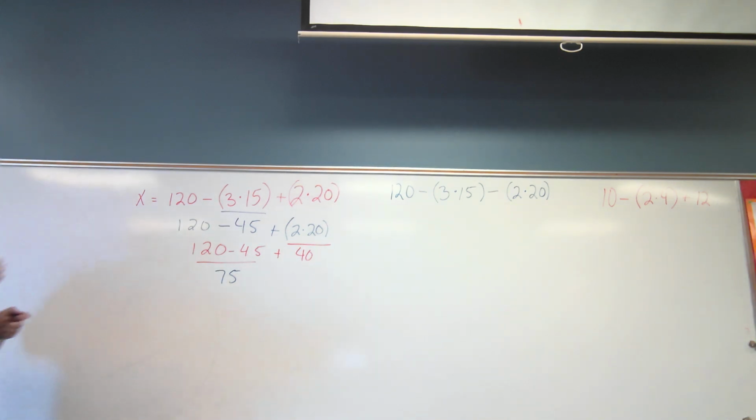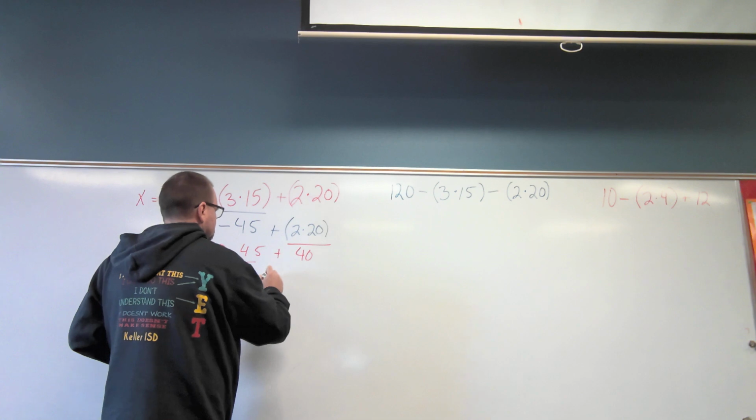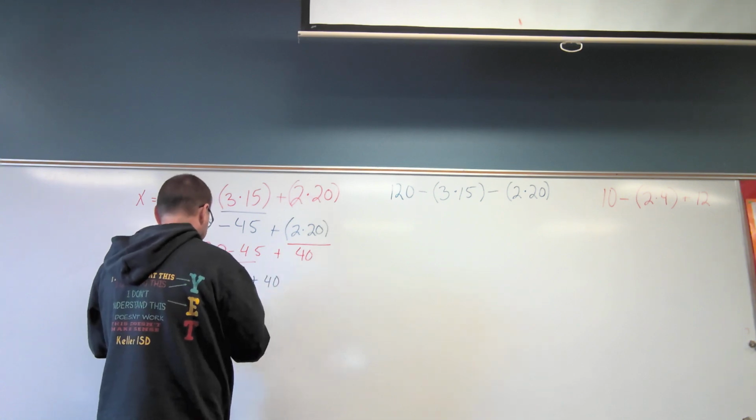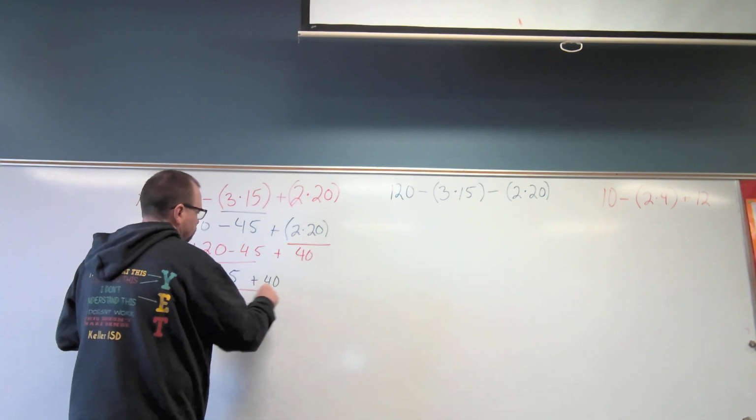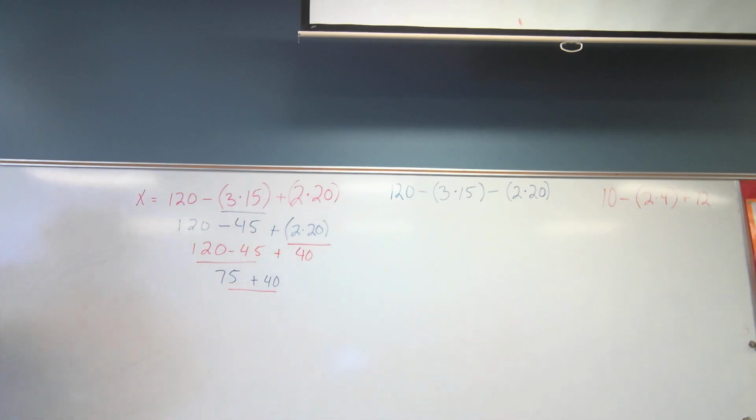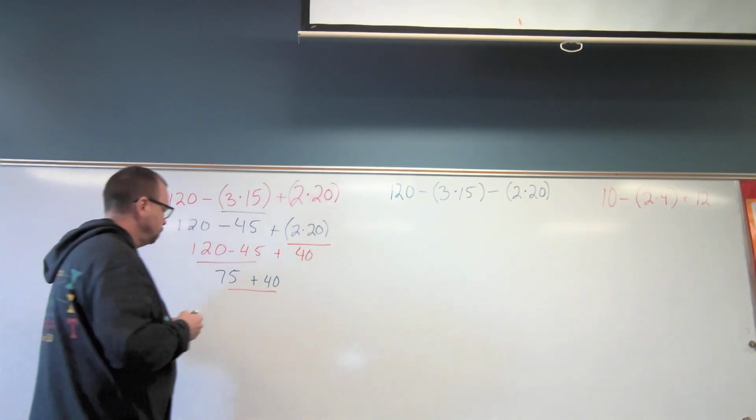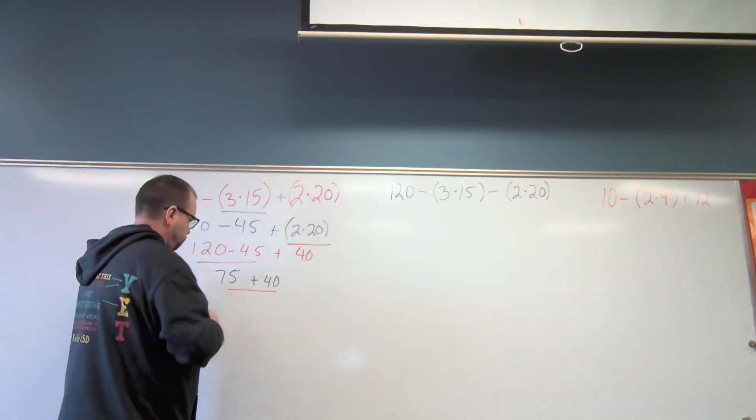Okay. We bring down what we haven't used yet. We have 75 plus 40. And we need to do 75 plus 40, and that is what, Brenley? 115.